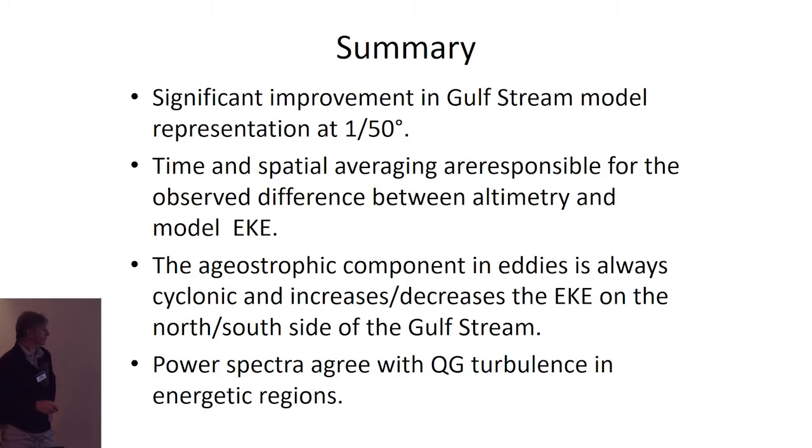A side comment is that the ageostrophic component is always cyclonic, therefore you have a difference north and south of the Gulf Stream, which is important if you just use the Aviso product and derive only the geostrophic velocity. Do not forget that there is an ageostrophic component that is often present. And with the power spectra, you can learn a lot from the distribution within the domain.